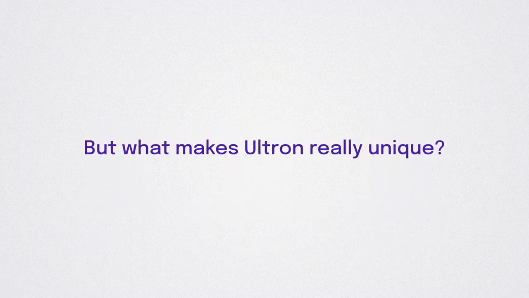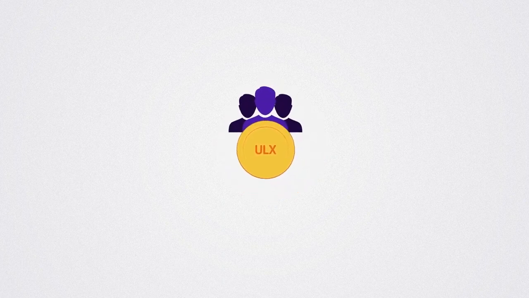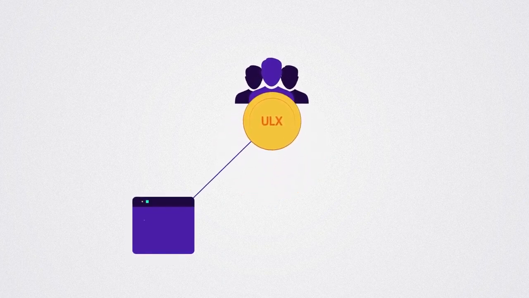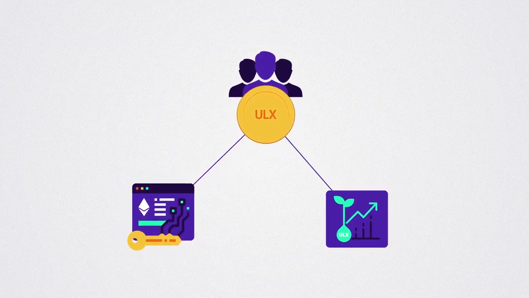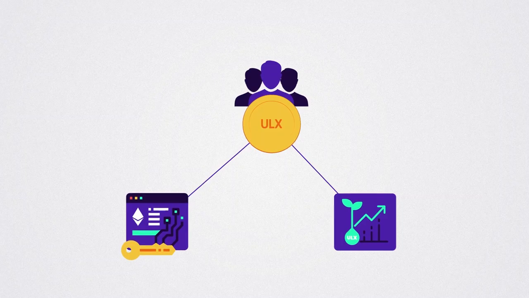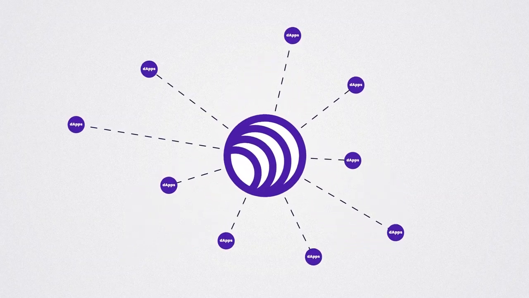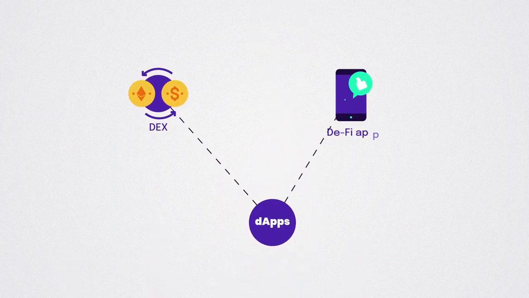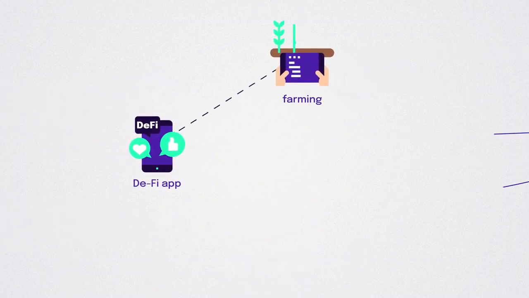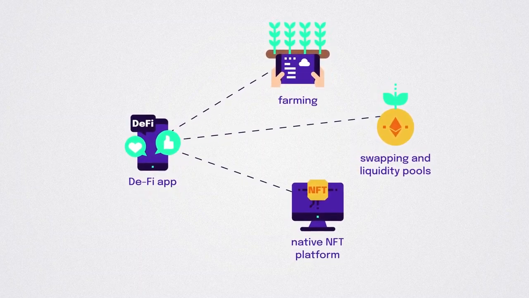But what makes Ultron really unique? By using a single native layer 1 ULX coin, the users are able to access a wide variety of decentralized digital asset management services, and at the same time, have an option to stake the ULX coins when their use will not be needed. Their ecosystem consists of various dApps, stemming from a decentralized exchange, DEX, DeFi applications such as farming, swapping, and liquidity pools, a native NFT platform, and much more.